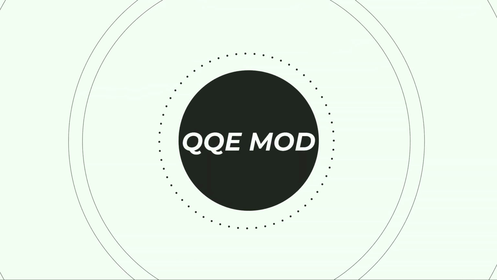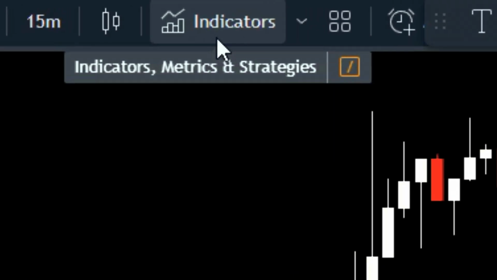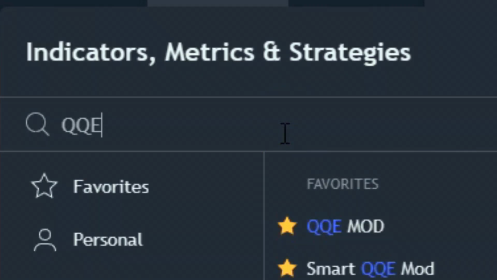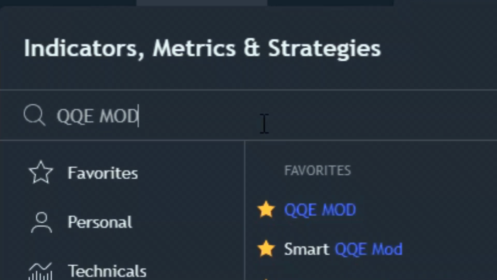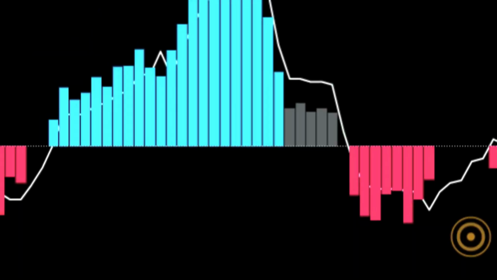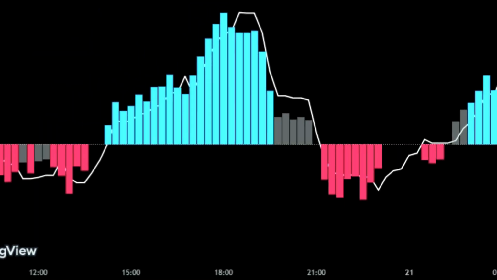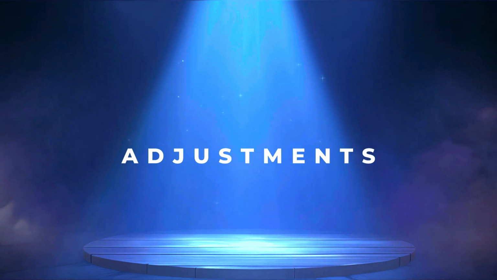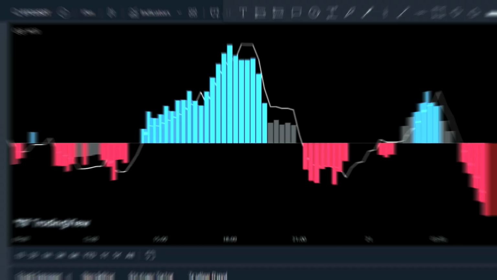The indicator we're discussing is known as QQE mod. To add it to your chart, we're going to open the indicator search bar, type in QQE mod, and select this one. Alright, after you've added the indicator to your chart, let's go into the settings and make some adjustments to have more accurate signals.